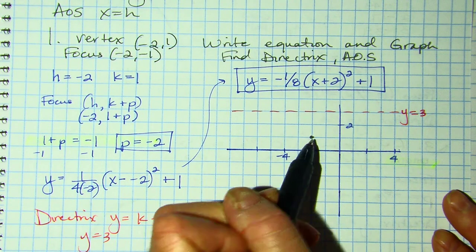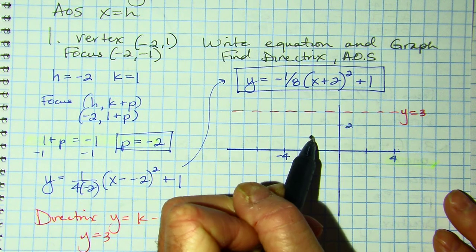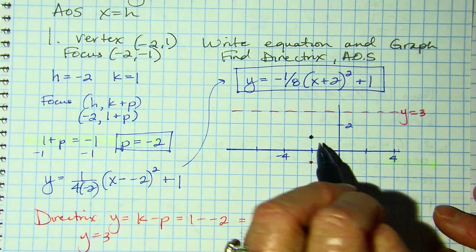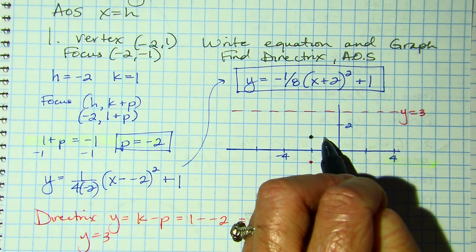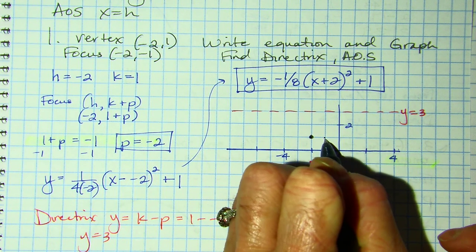So I'm going to build our graph from this point. I'm going to do it by hand. You can use Desmos. If x is 1, 1 squared is 1. But I have to multiply that by negative 1/8, so I'm only going to go down 1/8.